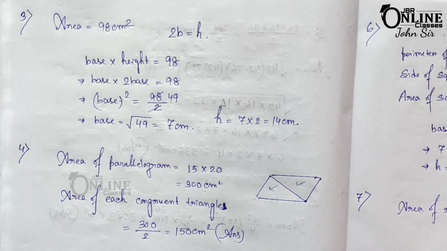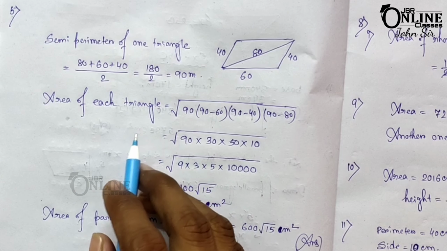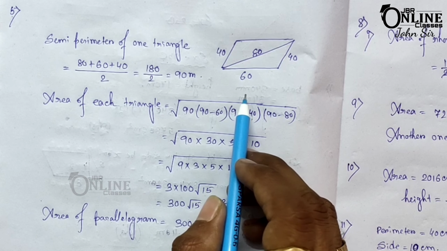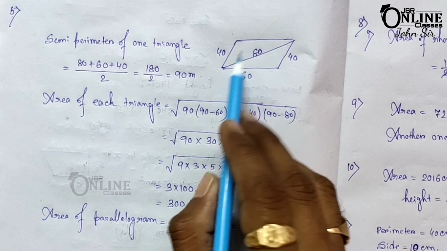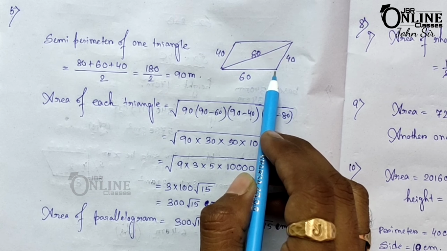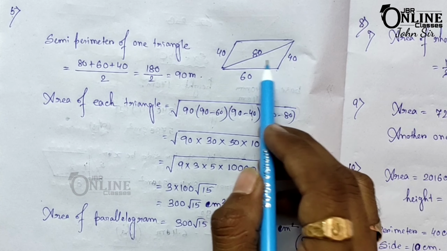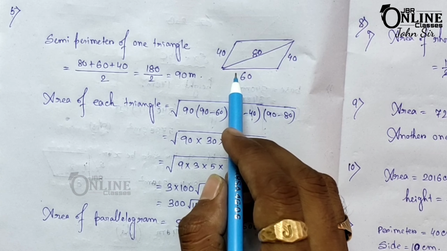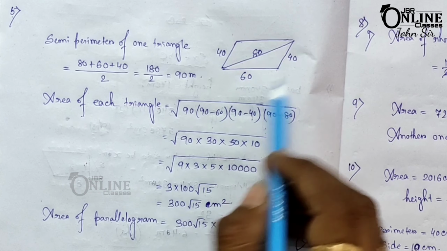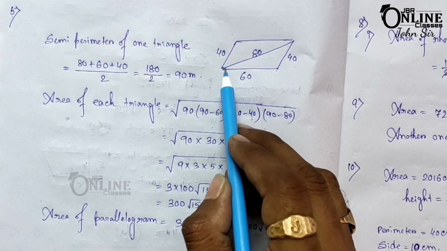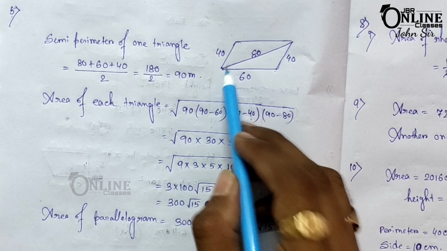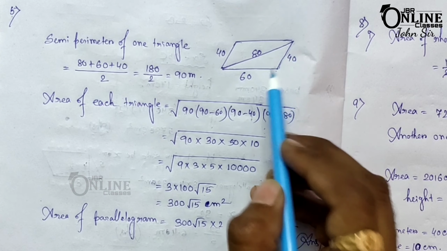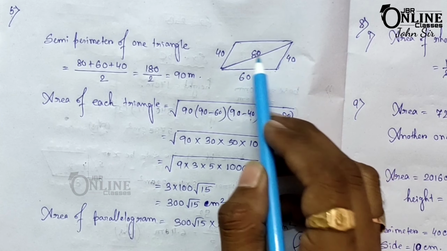Now sum number 5. In 5, the two adjacent sides of a parallelogram are 60 meter and 40 meter. So this one 40, this one 60, and one of the diagonals is 80 meter long. What is the area of the parallelogram? Now in that case, this one is a triangle and this one is another triangle. In this triangle, all the sides are 60, 40, 80.